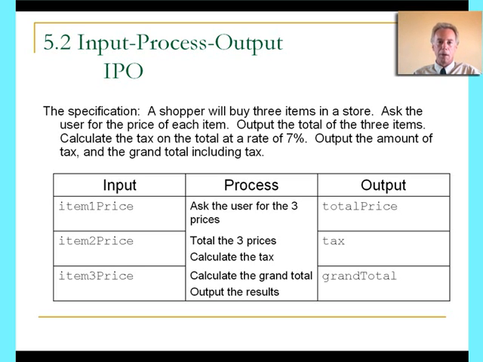And then the middle column is what do we do with the inputs, and the last column is what are we going to output. So we're going to output the total price, the tax, and the grand total. And the processing column is what I like to use to program from. So as I'm writing the code, I flip back and forth between this IPO diagram and the code, and I say, okay, well, I've done that one, now let's do the next one.